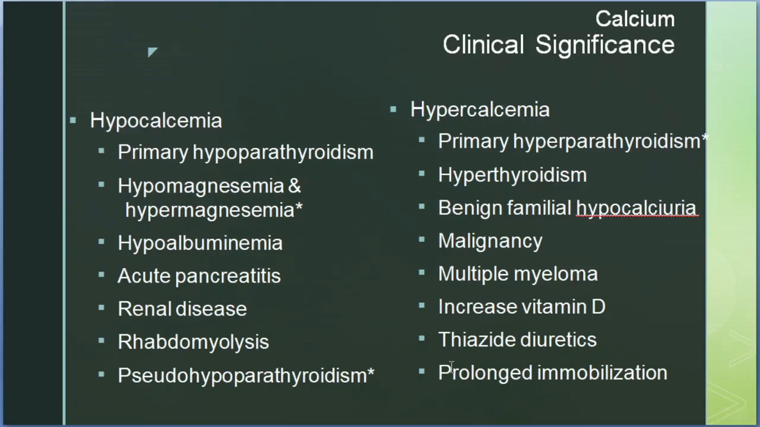We have also other causes. How about for your hypercalcemia, Doc? So meron tayong primary hyperparathyroidism. It could be caused by certain tumors in your parathyroid gland causing excessive levels of your PTH. So pag maraming PTH, anong nangyayari? There could be hypercalcemia. Next, what else? We have also your hyperthyroidism, different malignancies such as your multiple myeloma, increased vitamin D, your thiazide diuretics, and your prolonged immobilization.